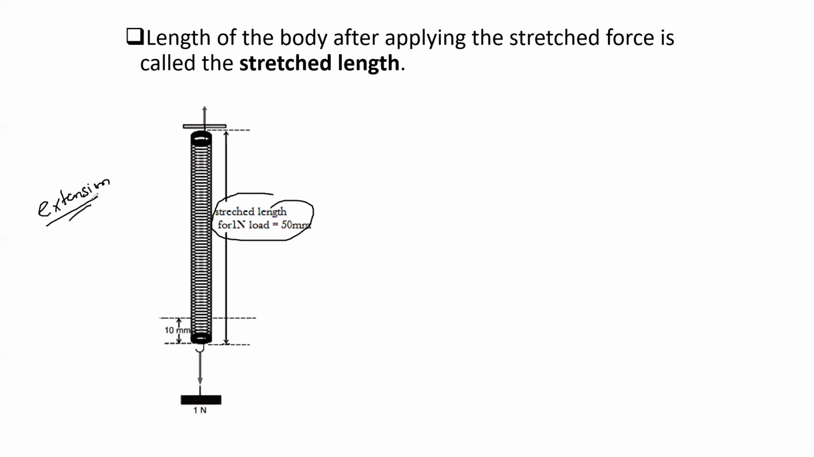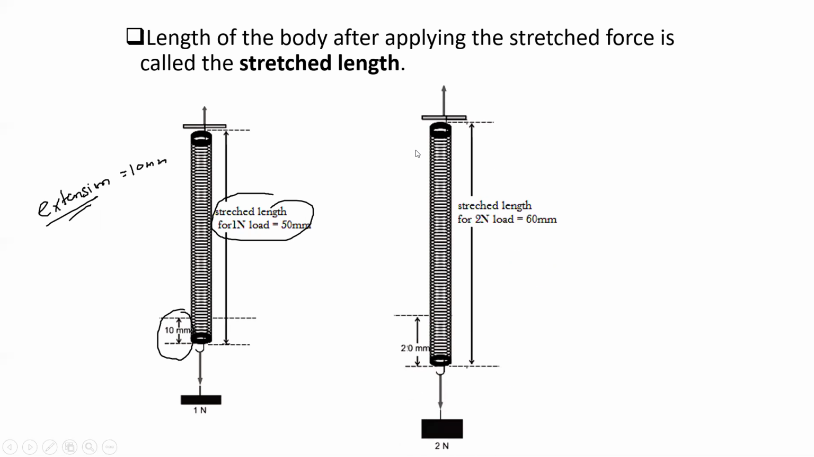Originally it was 40 millimeter. Now by attaching a 1 Newton load, it is 50 millimeter. So how much does the size increase? The size increases by 10 millimeter. So we'll say extension is 10 millimeter. If we attach another load, for example, we attach 2 Newton, and now the total length is 60 millimeter. So what is the extension?